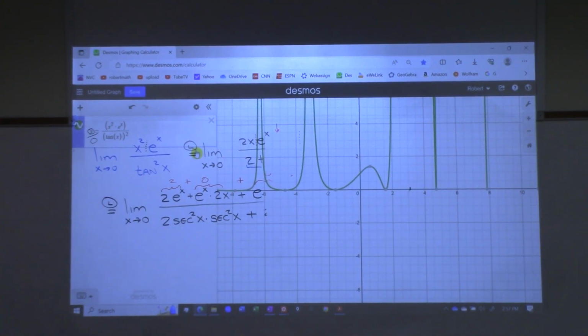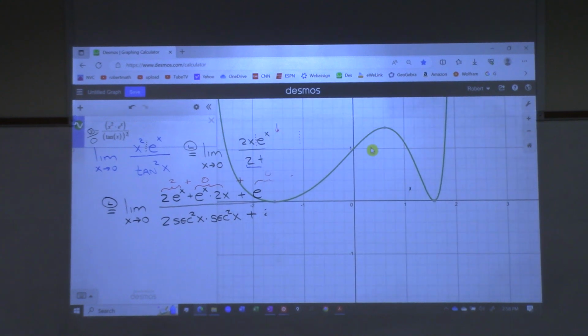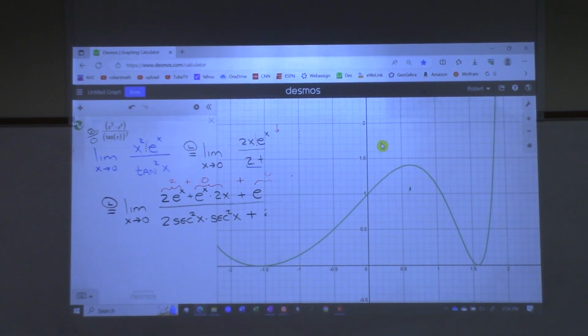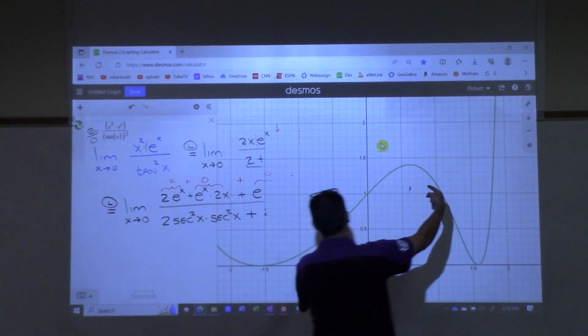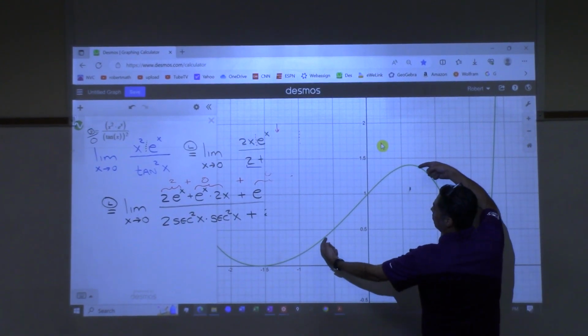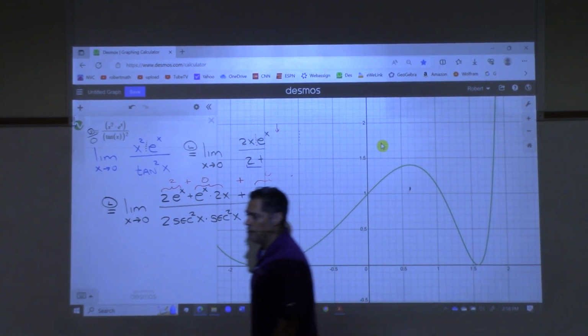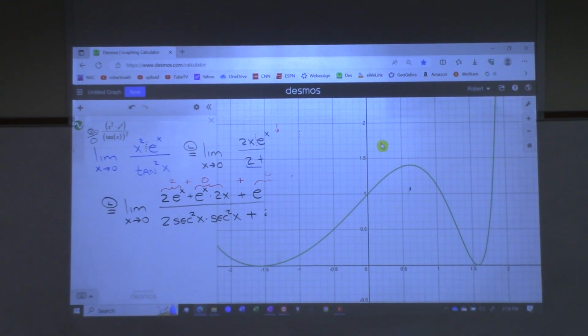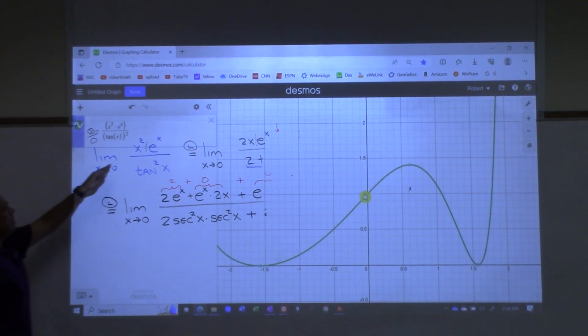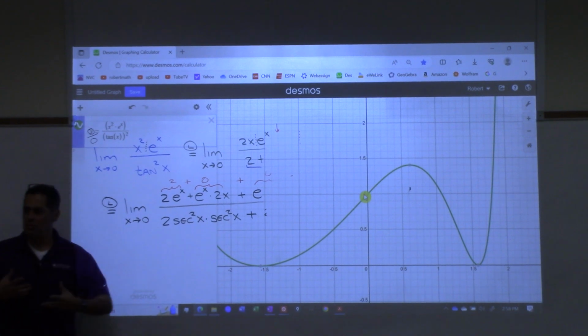Where are we approaching? 0 from which side? Both, right? What happens to this function as you approach 0 from both sides? Where are we approaching? 1, right? Here's 0 on the x-axis. As we approach 0 from both sides, the function's value is headed to 1. What's the value at 0? It's undefined. At 0, it's undefined, right? We knew that you couldn't plug 0 into this, but we know that the closer and closer to 0 you get, the closer and closer that gets to 1.